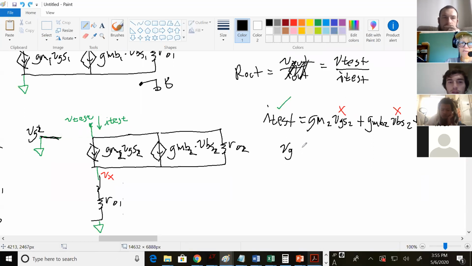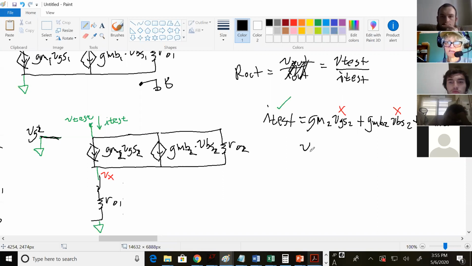So anybody figure out how to get rid of VGS2? Is that Vn minus Vx? Or, wait, never mind. Could you write VGS in terms of Vx? Exactly, so let's do that. VGS2 equals, and what is it in terms of Vx? Zero minus Vx. 0 minus Vx.